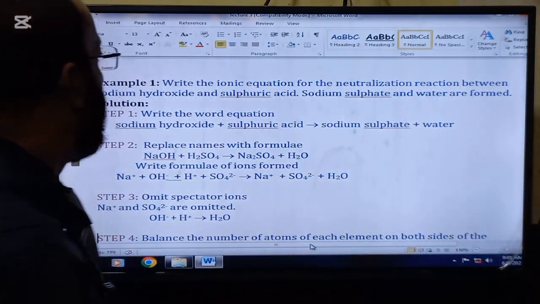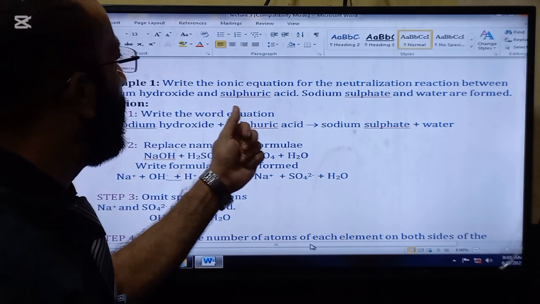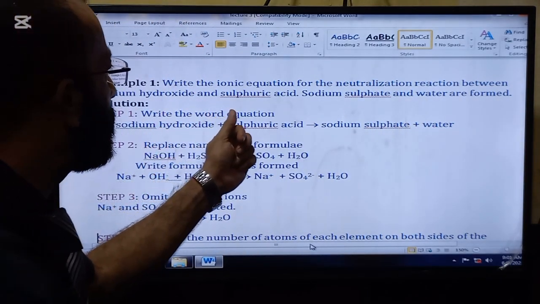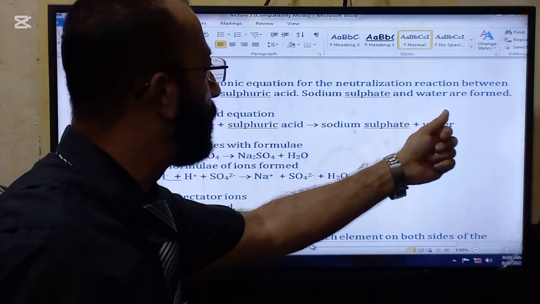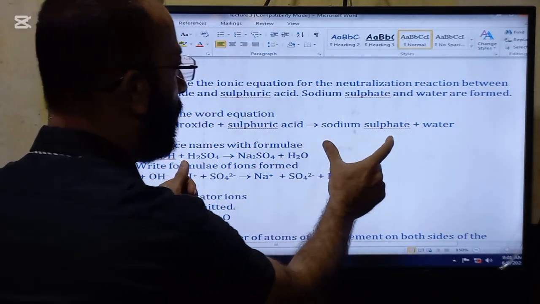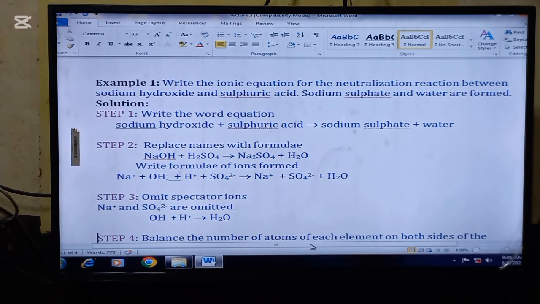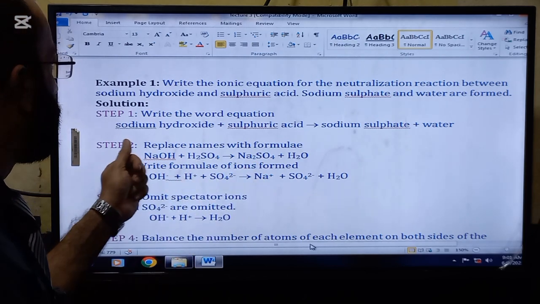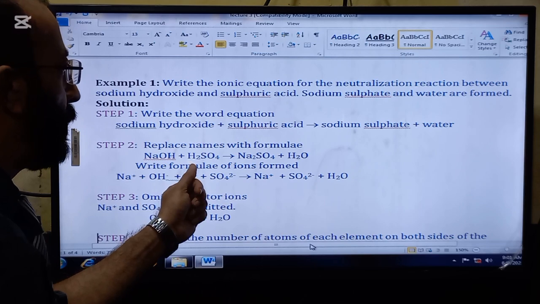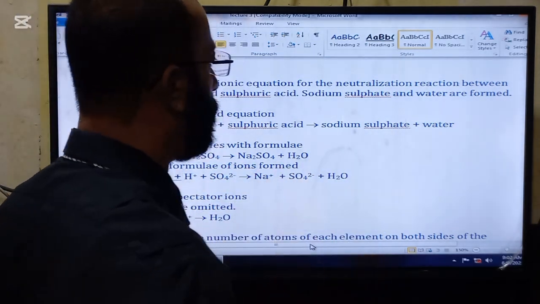Now these 7 steps are going to be explained with the help of an example. Write the ionic equation for the neutralization reaction between sodium hydroxide and sulfuric acid. Sodium sulfate and water are formed. So sodium hydroxide plus sulfuric acid forms sodium sulfate and water. This is the first step. Second step is replace the names with the formulas. So sodium hydroxide is NaOH, sulfuric acid is H2SO4, sodium sulfate is Na2SO4 and water is H2O.